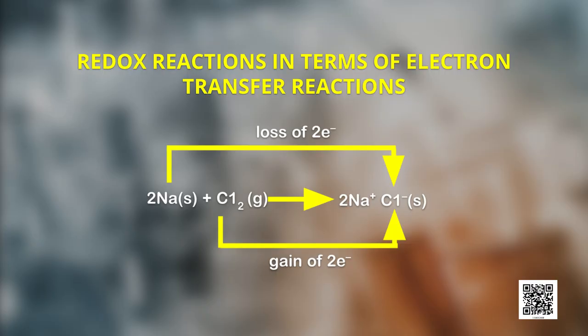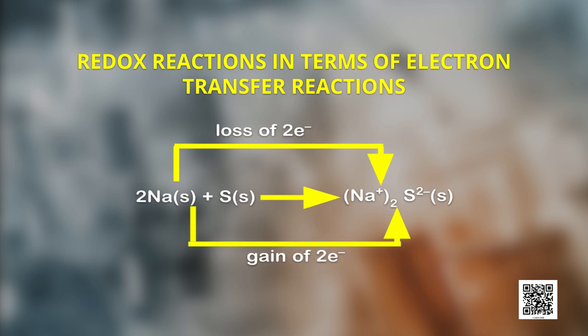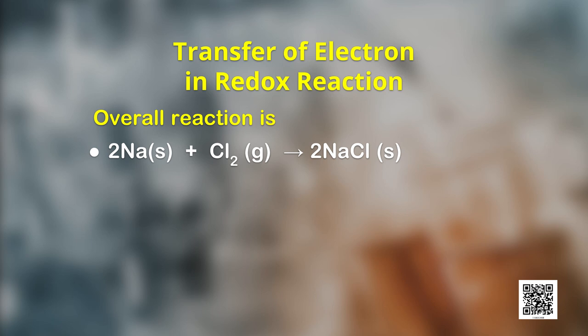Let us understand the concept of electron transfer in redox reactions. For this, consider the reaction for the formation of sodium chloride. For convenience, this reaction can be considered as the combination of two separate steps: one involving the loss of electrons from sodium and the other the gain of electrons by chlorine. Each of the above steps is called a half reaction, which explicitly shows involvement of electrons. The sum of the half reactions gives the overall reaction.